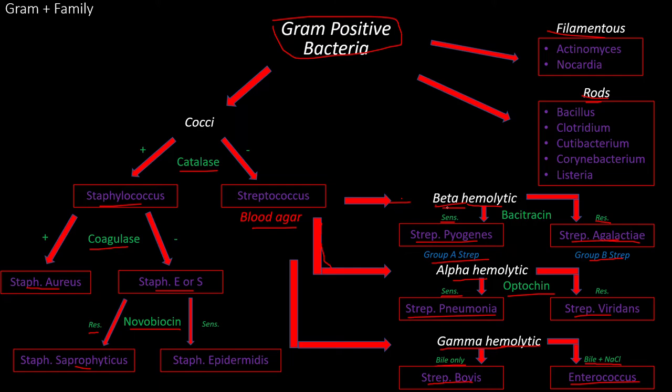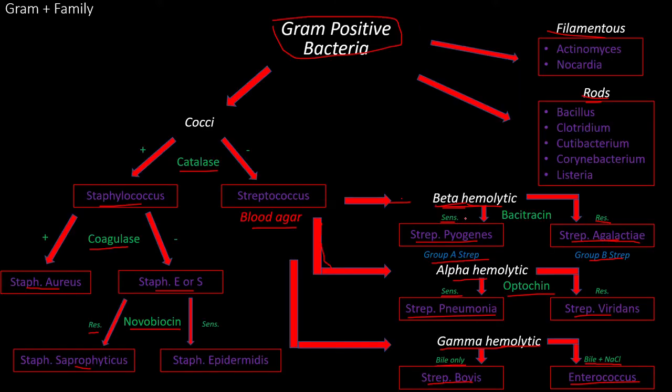Blood hemolysis, right? Beta hemolysis, think of this as the most powerful ones. This is Strep pyogenes, Strep agalactiae. Alpha hemolysis: Strep pneumo, Strep viridans. Gamma hemolytic, it's not very common, but it's good to know: Strep bovis, Enterococcus. Let's move on to gram negative.